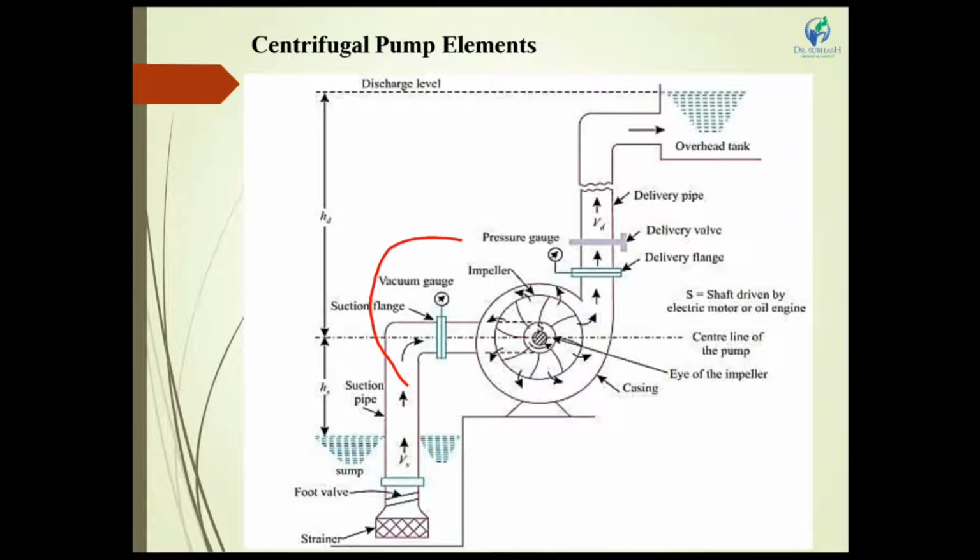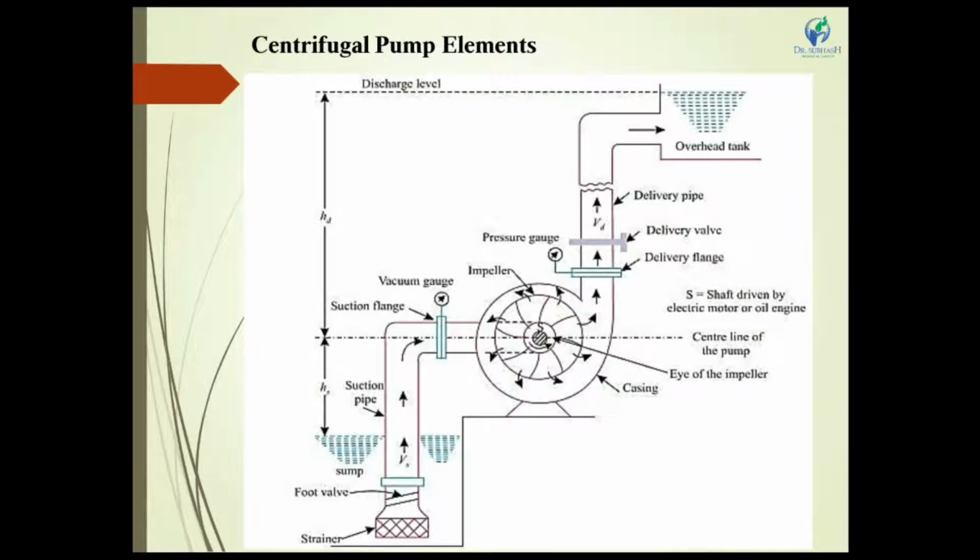Here one vacuum gauge is mounted to know the vacuum inside the suction line, so that we can observe whether the pump is in working condition or not, and how much vacuum is created inside the pump. The housing provided for the impeller is called the casing. Inside there is one wheel with curved blades, that's called the impeller.